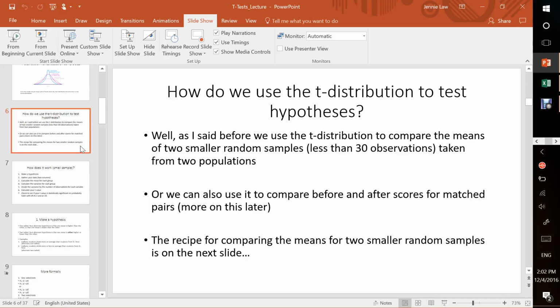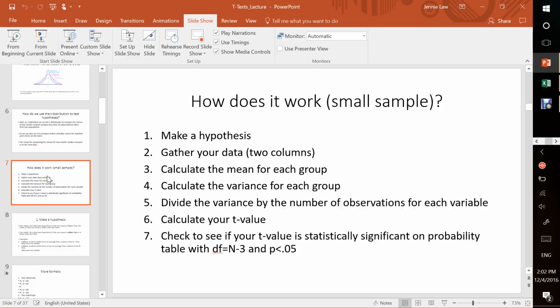So we're going to first focus on an example where we're looking at the means of two smaller random samples. And what we're going to do is to walk through a process where we make a hypothesis, we gather our data, we're going to calculate the mean for each group, we're going to calculate the variance for each group, we're going to divide the variance by the number of observations for each variable and calculate our t-values, and then we're going to compare our t-values to the critical value of t that we find in our table.